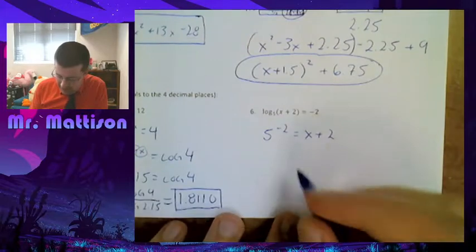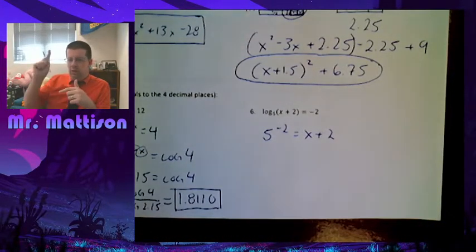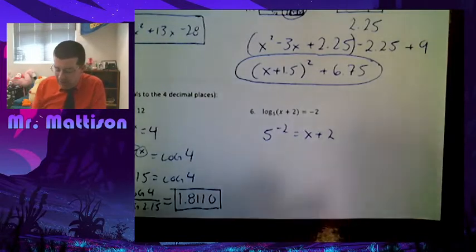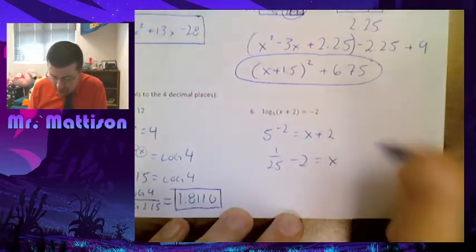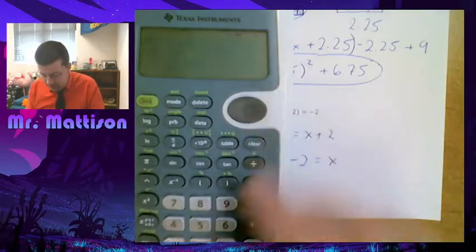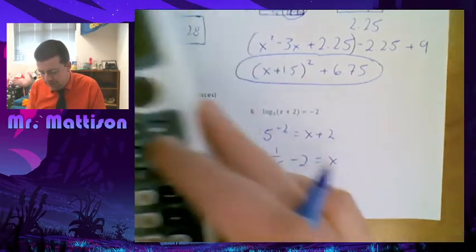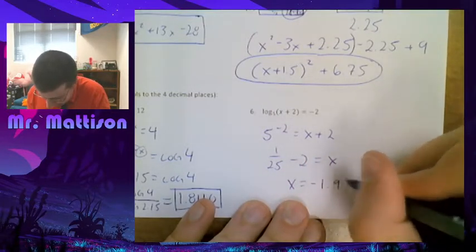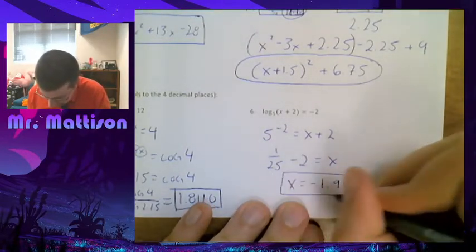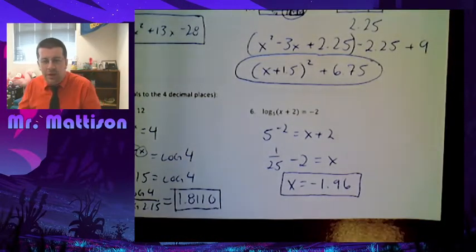Well, 5 to the negative 2, the negative will flip the fraction, so it's really 1 over 5 to the second, which, 5 squared is 25. So I have 1/25, and I have to subtract that 2 over. So if I just do 1 divided by 25 and then subtract 2 from it, I get negative 1.96. There's my value for x. So I didn't need to round all the way to 4 because this one terminated a little bit earlier there. All right, on to the second page.